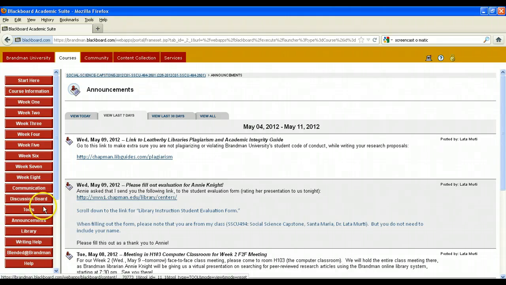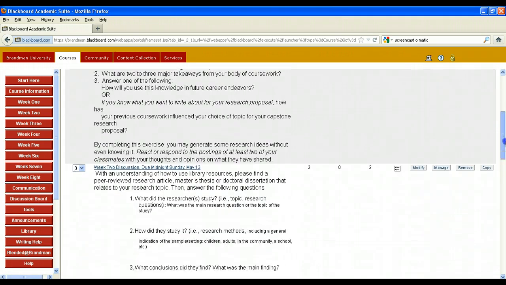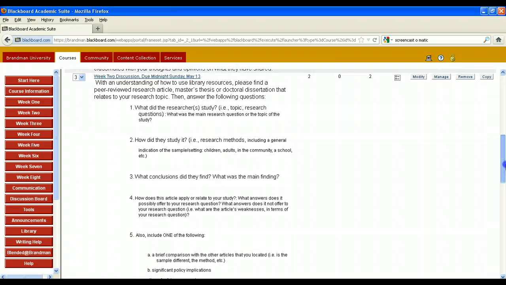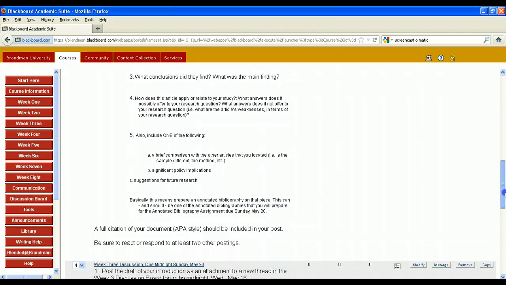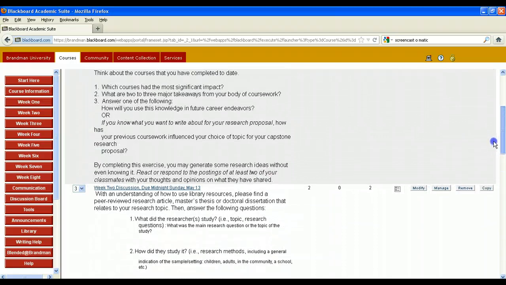You may have seen under the discussion board for week 2 this week, what you're going to do is share with us an entry from your annotated bibliography. You're actually going to share your annotated bibliography entry on one of your 4 peer-reviewed research articles. And then your classmates and I can give you feedback on that.